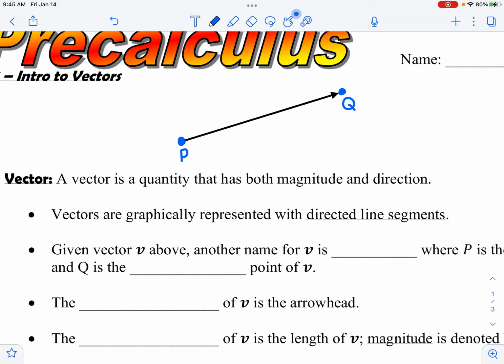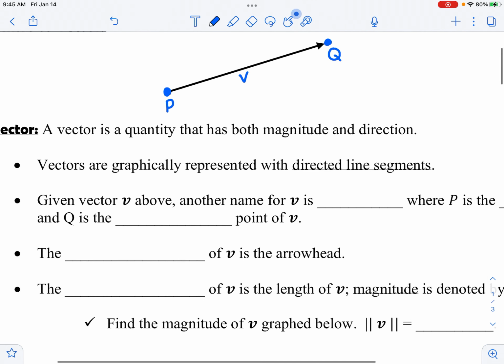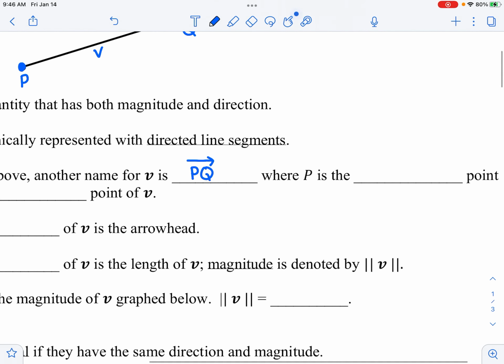Vectors are graphically represented with directed line segments. So this is called a directed line segment. It does have a beginning and an end, therefore it's a segment, but it's directed. It has direction. It has an arrow showing which direction it's going. Given vector V above, we can also call this with one lowercase letter, V right there. Another name for V on this one that we just drew would be vector PQ. So you would write vector PQ just like you would write a ray, your starting point to your ending point.